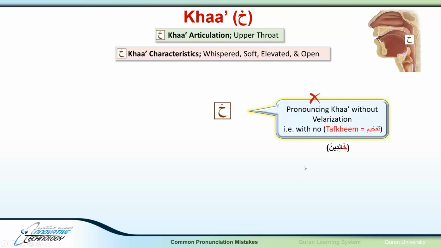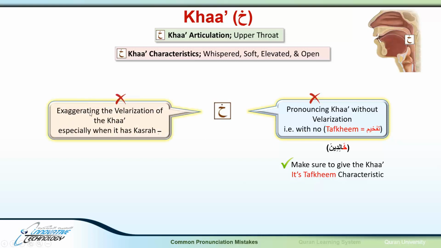Khalidin, خالدين. Khalidin. Kha, not Kha. Make sure to give the Kha its tafkhim characteristics. Now the second mistake is exaggerating the velarization of the Kha, the opposite of this, especially when there is a kasra below it. Wakhifa. The right way of pronouncing this word and this letter is وخيفة Wakhifa. So it should have the relative tafkhim characteristic in the Kha when there is kasra.